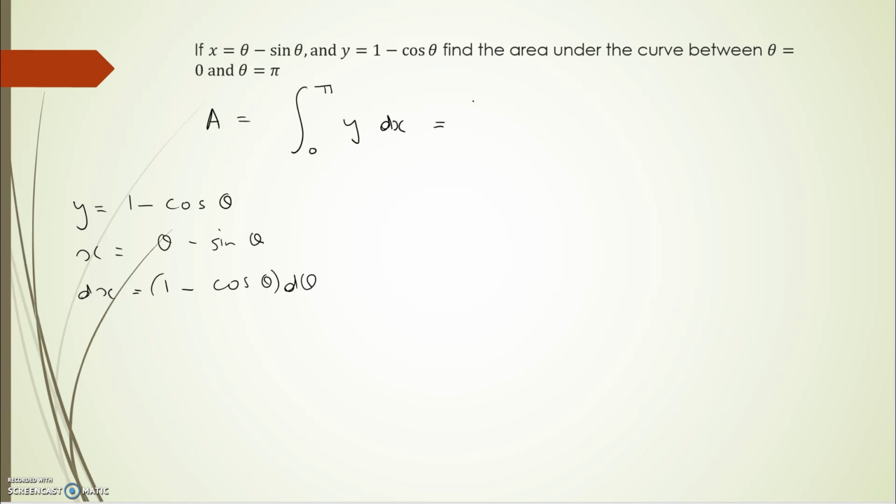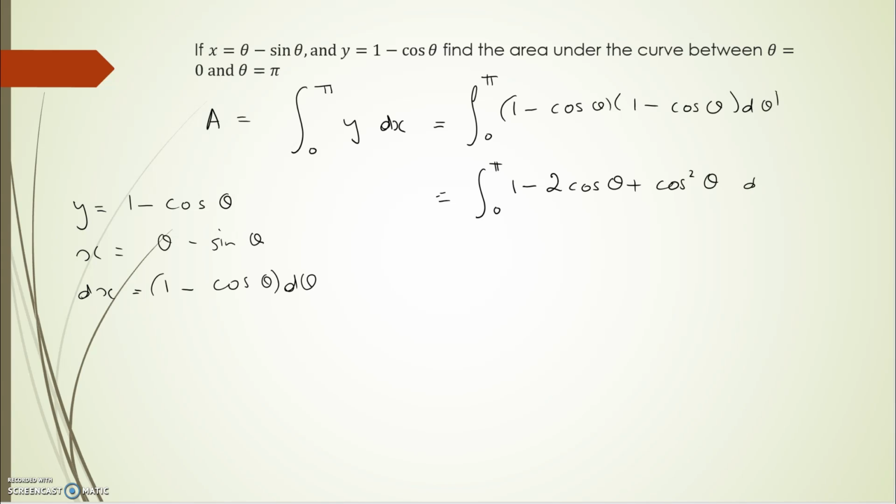So y is 1 minus cos theta and dx is 1 minus cos theta d theta. Okay, multiplying that out gives us 1 minus 2 cos theta plus cos squared theta.